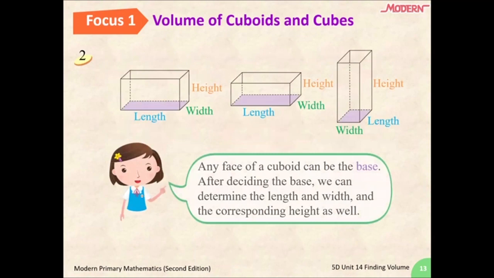Because any face of a cuboid can be the base, after we decide the base, we can determine the length and width and the corresponding height as well. So be very careful when you are calculating the volume of a cuboid. Make sure you know which face is the base first, then pick the correct length, width, and corresponding height to get the correct answer.